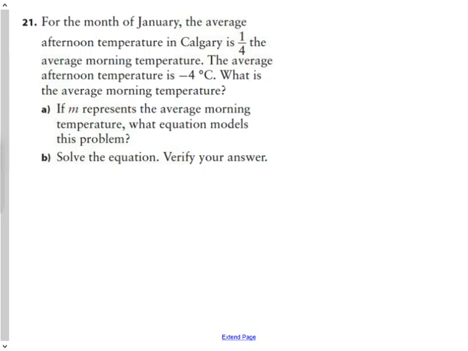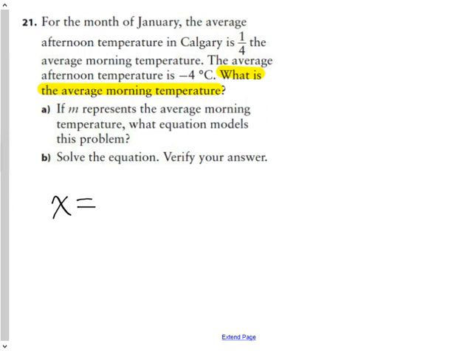So it says for the month of January, the average afternoon temperature in Calgary is a quarter of the average morning temperature. The average afternoon temperature is -4 degrees Celsius. What is the average morning temperature? So the first thing we're always going to do is define our variable. I'm going to say what x in my equation is going to represent. And 97% of the time, if you go back into your actual last question where the question mark is, that will always be your variable.